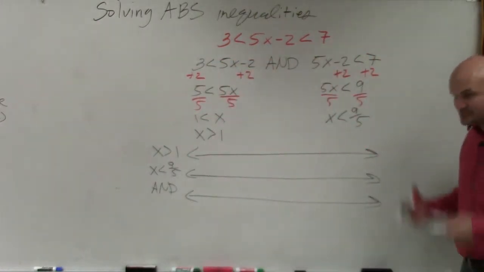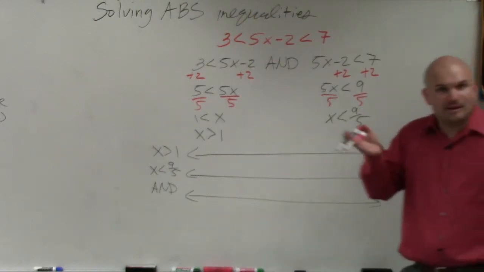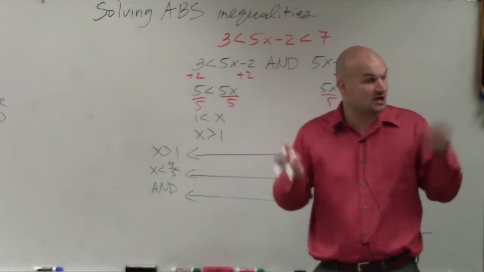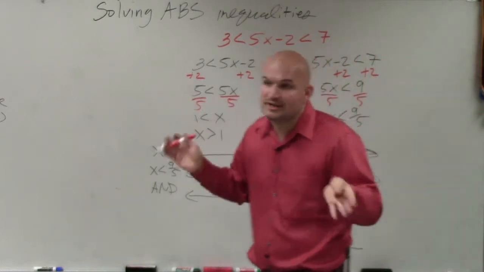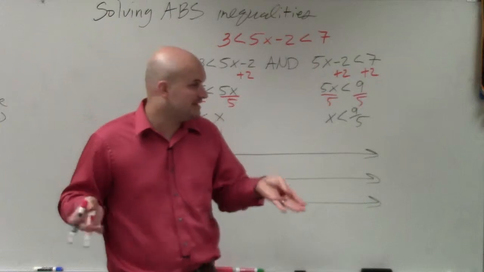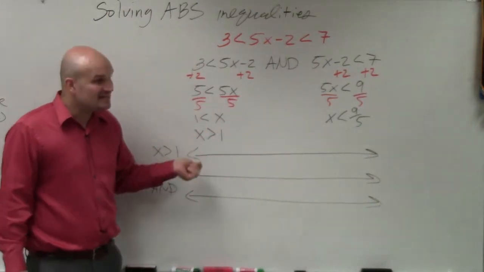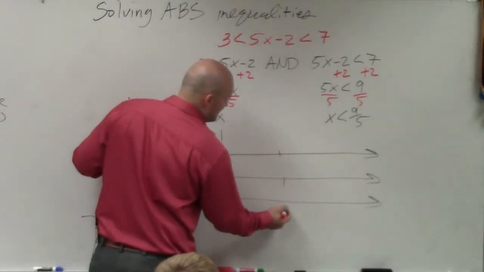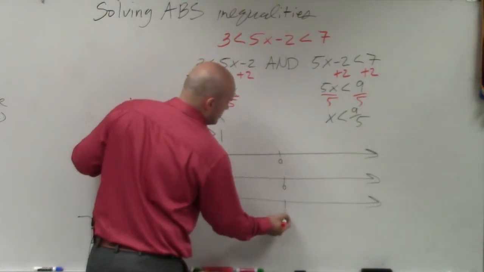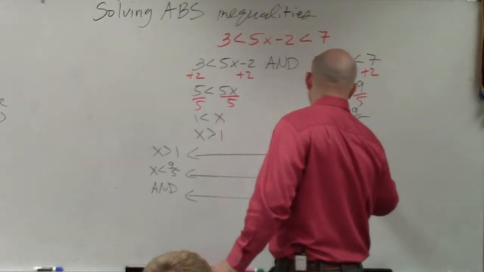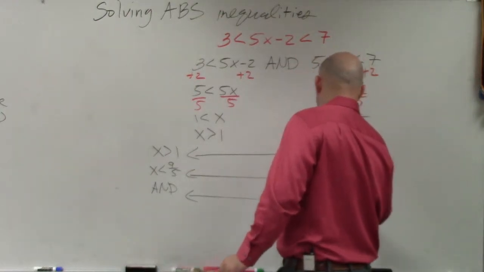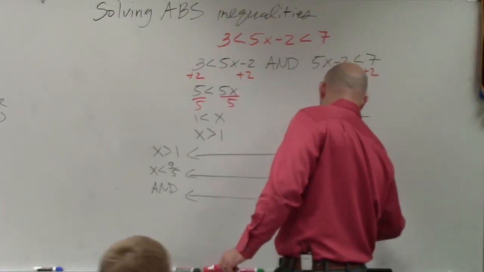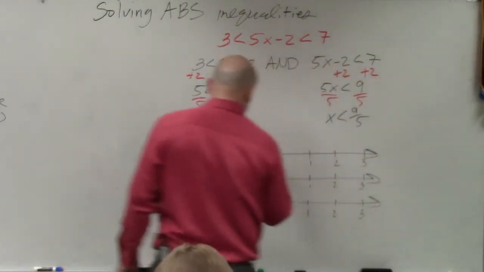So a lot of times to understand the "and," remember the "or" was one or the other. It could have been true for either one. As long as you had a solution that was true for one of the inequalities, it made the solution true. However, for this, it has to be true for both of them. So the best thing to do is to graph. And I'm going to show you guys, again, as I mentioned, the long way, just so you guys can see what to do.